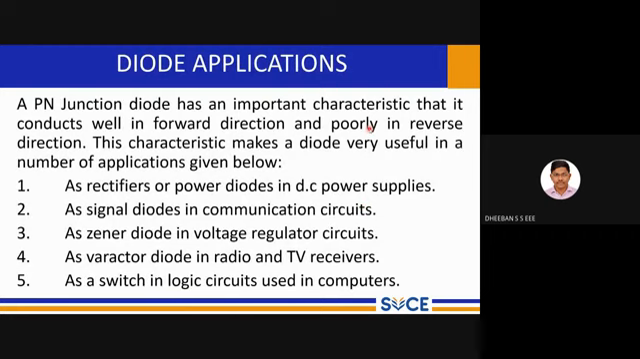Some of the diode applications. So we have seen about the PN junction diode. Where is this PN junction diode used? This is used as rectifiers, power diodes in the DC power supplies, as signal diodes in communication circuits. In most of the mobile phones, you can see these diodes.